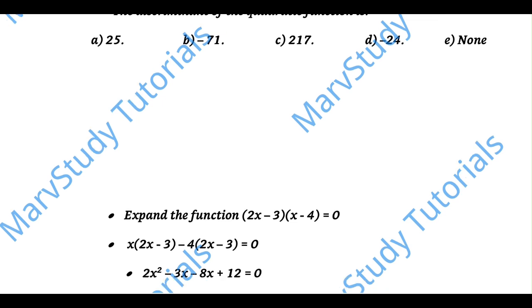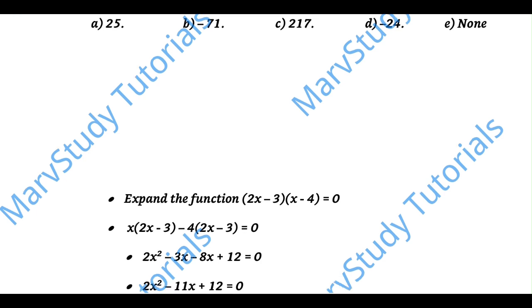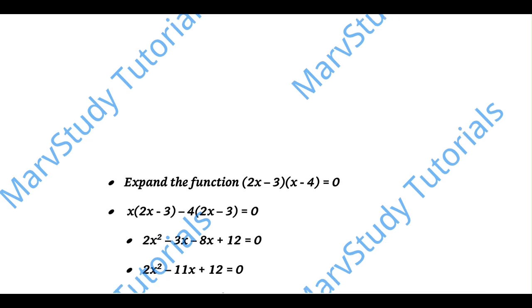So 2x squared, negative 3x, negative 8x plus 12. So negative 3, negative 8 is a negative 11. So we have 2x squared, negative 11x plus 12 equal to 0. So comparing, in this case, a will be 2, b will be negative 11, and c will be positive 12. So all we need to do is to substitute in b squared negative 4ac.